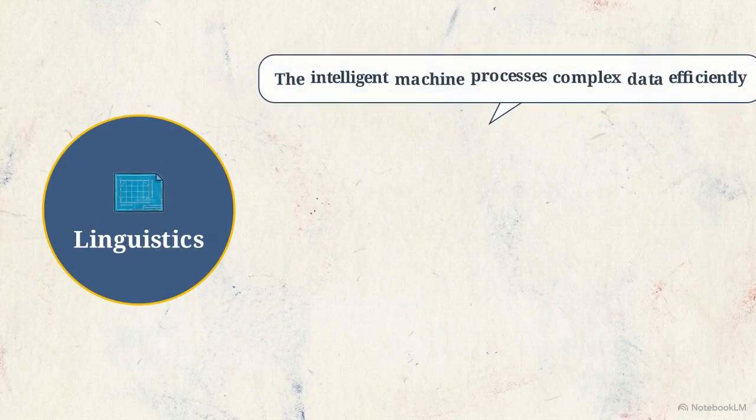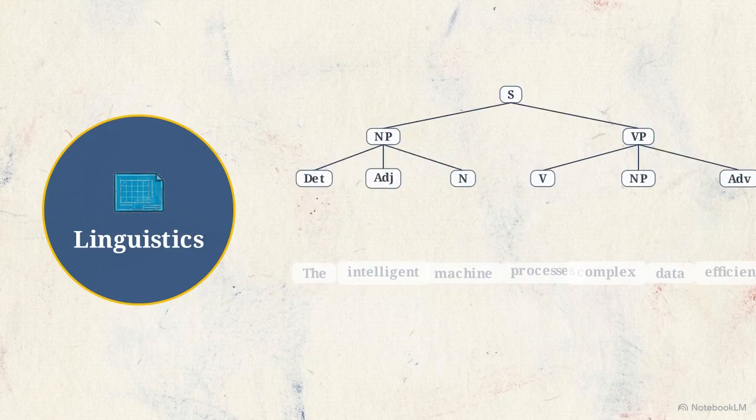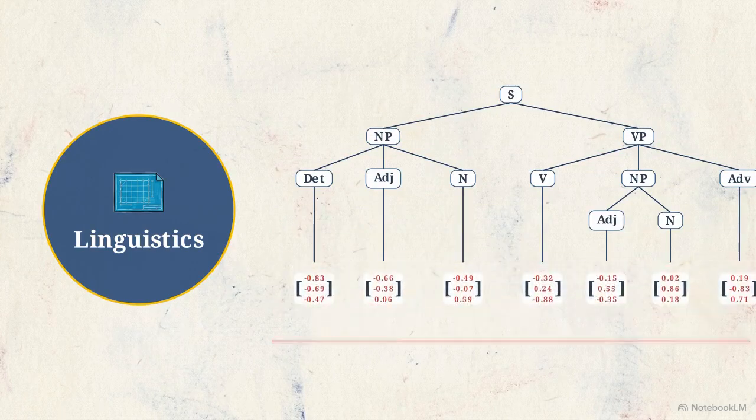Finally, for an AI to communicate, it needs linguistics. The study of grammar, syntax, and semantics forms the foundation of natural language processing, which is exactly how tools like ChatGPT parse the meaning of your prompts and generate coherent text.